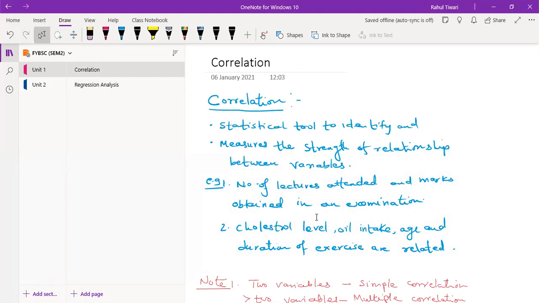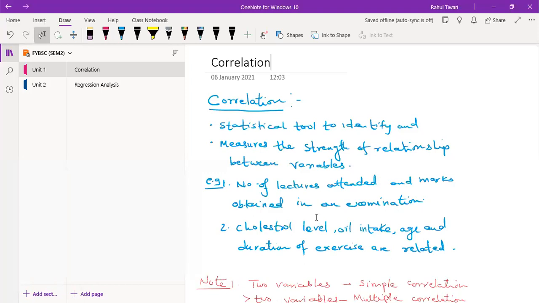Now, what is the use of regression analysis? Regression analysis is used to predict, to find, to obtain the value of the dependent variable when the independent variable is given to you. That means, can you predict your marks based on the number of lectures attended? Let's say, out of 20 lectures, you have attended 10 lectures, then what could be your marks?